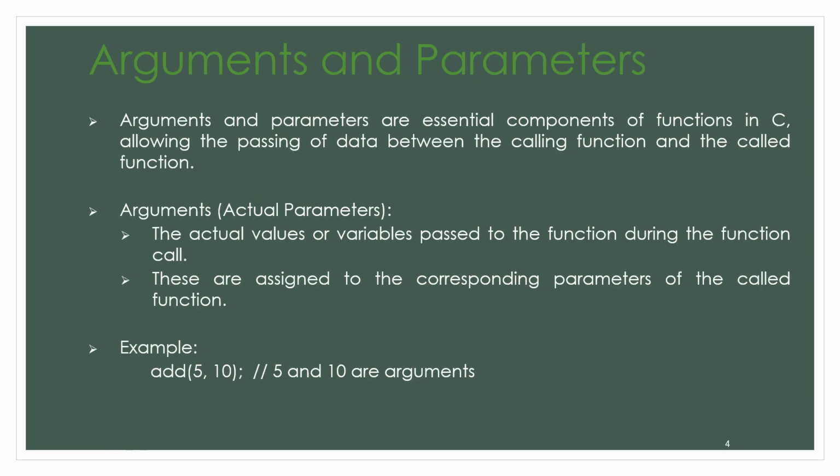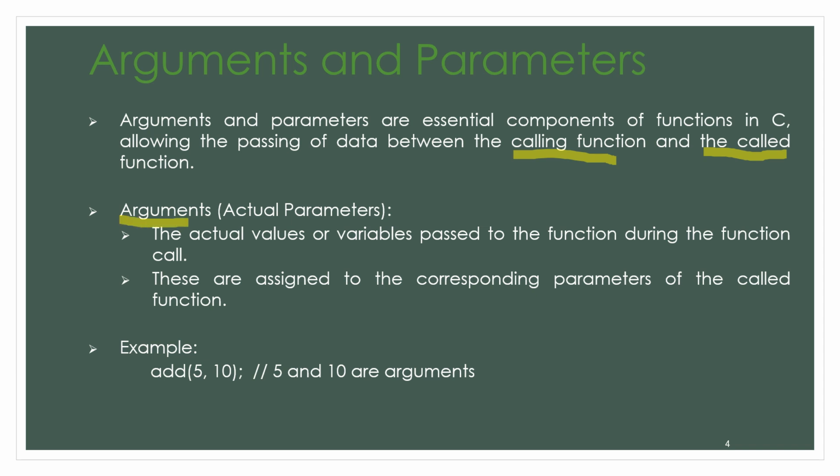Arguments and parameters. Arguments and parameters are the input values given to the function. They are essential components of functions in C, allowing the passing of data between the calling function and the called function. For example, if function A calls function B, then function A is called the calling function, and B is called the called function.